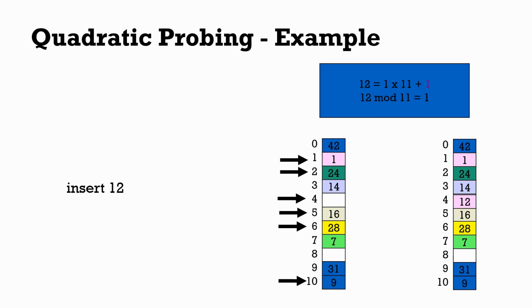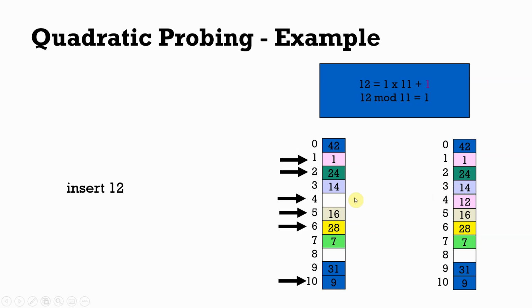Here, if you want to insert 12, 12 mod 11, which is our hash function, is 1. So we should be inserting it here. If we were using linear probing, we would check this one, then this one, then this one, and then insert it here. But now we're using quadratic probing. So 12 mod 11 is 1, we go here, this is 4. The next one is going to be 1 plus 1 squared, which is 2. So we check this one, this is also 4.